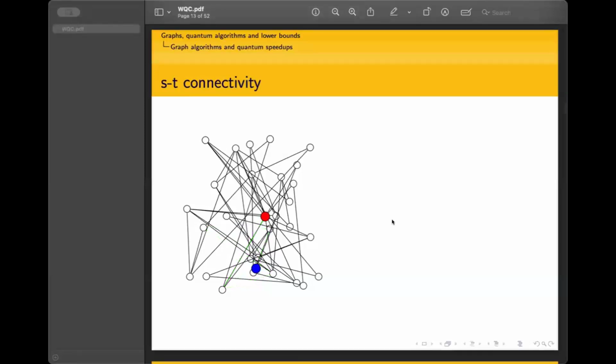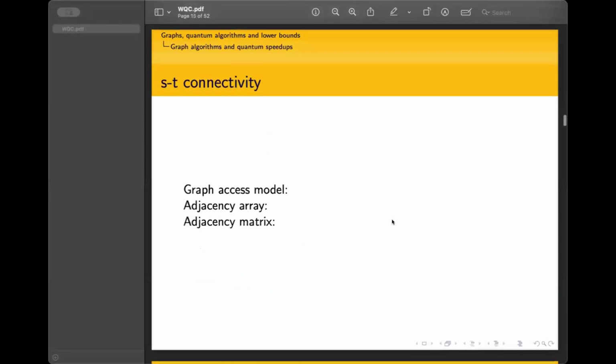Okay, so this is the problem. Given a graph and two vertices, is there a path, or are these two vertices connected in the graph? And quantumly, it has been shown that the optimal complexity is n queries to the adjacency array, and n to the 3/2 queries to the adjacency matrix. So in other words, you need to learn the whole graph, because making n queries to the adjacency array is essentially learning the graph. Similarly, the adjacency matrix.